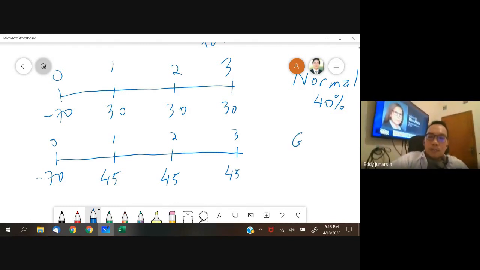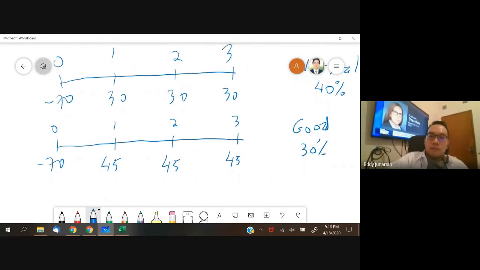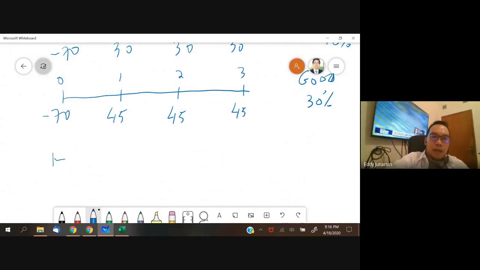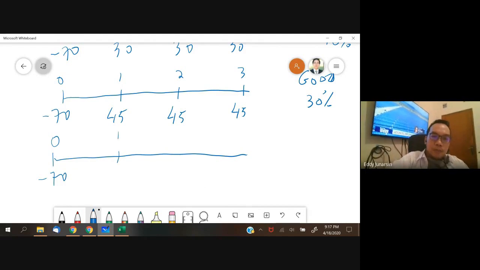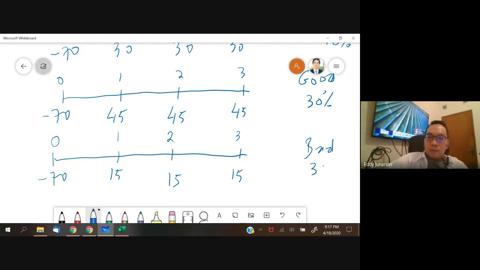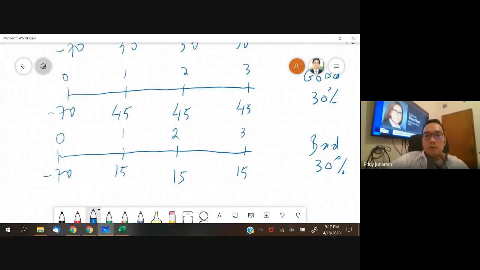Okay, so this is the good scenario, the excellent scenario, with a chance of happening of 30%. Then the other one would be the bad scenario. If this happens, let's assume it to be 15. So the bad scenario has a probability of happening of 30%.